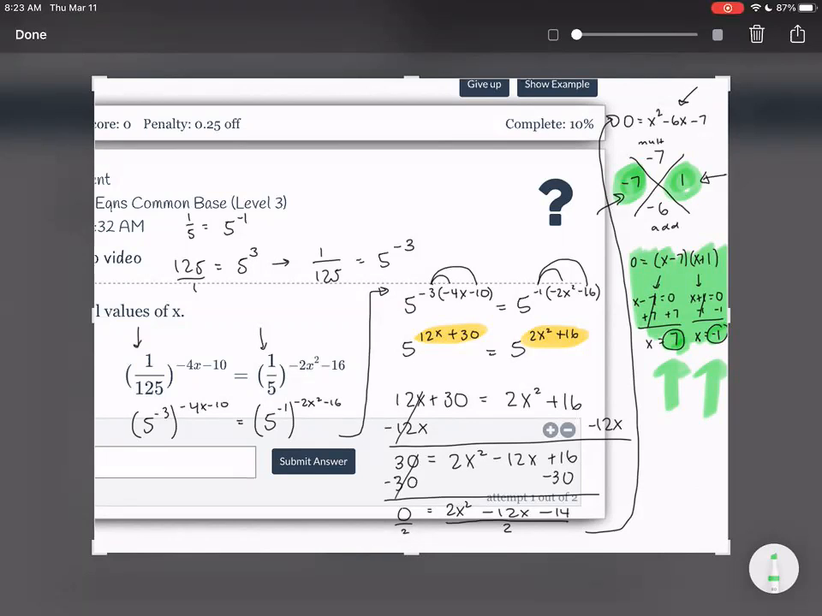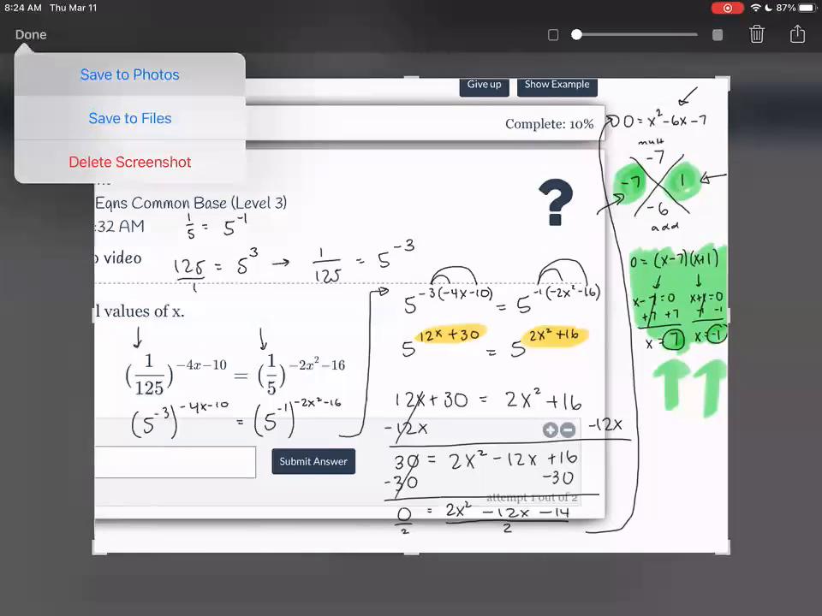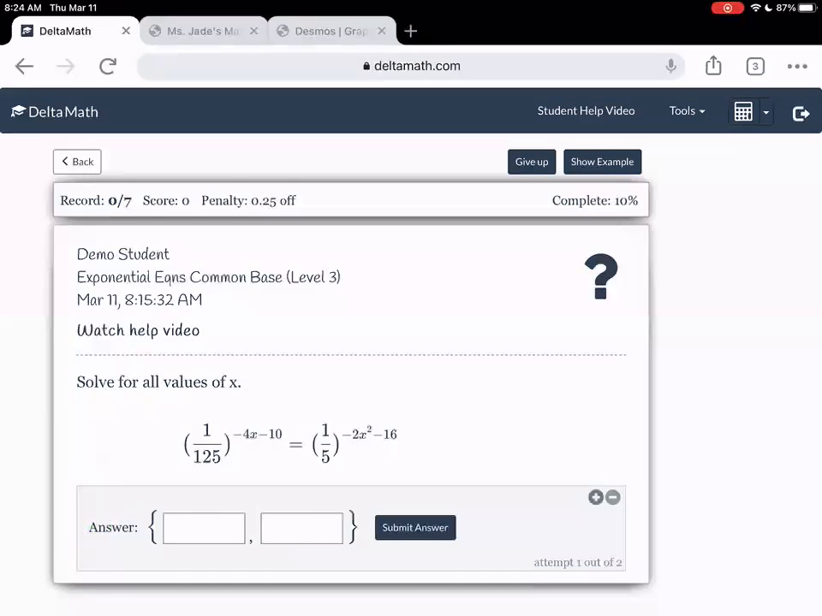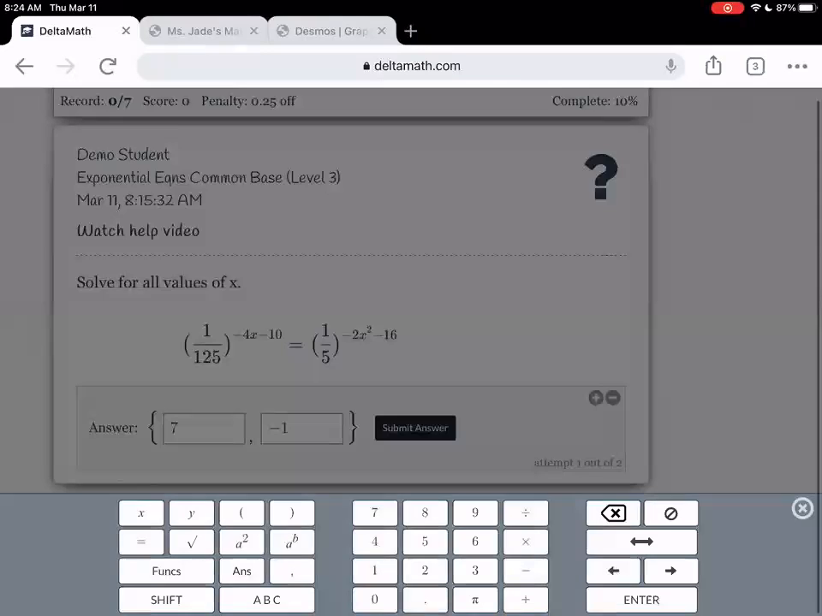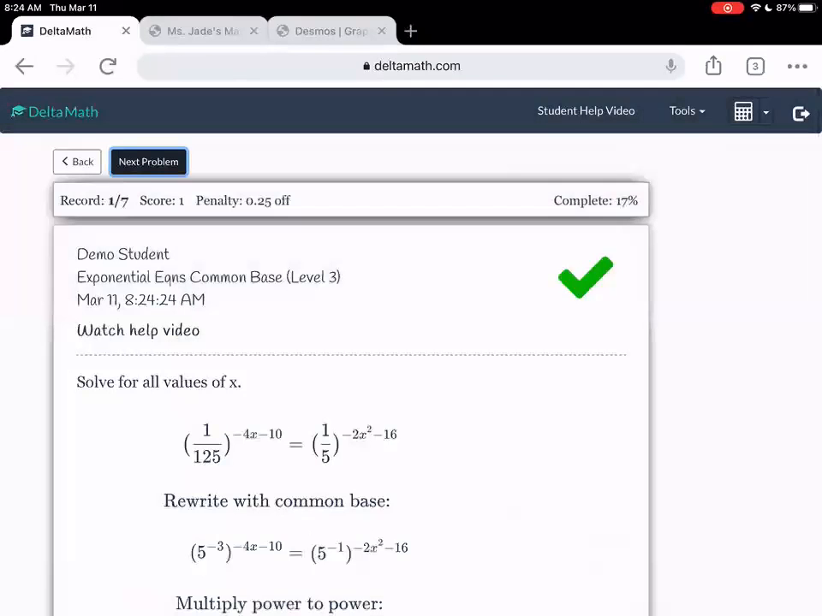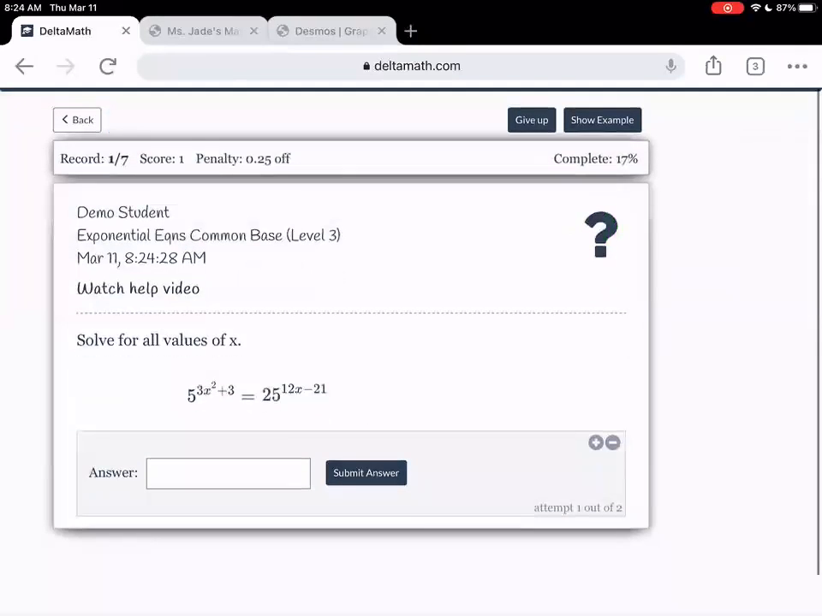Okay, so any questions up till here before I go ahead and enter it into Delta Math? So let's go ahead and enter 7 and -1 into our Delta Math answer. So remember, make two boxes, 7, -1. And we're good.